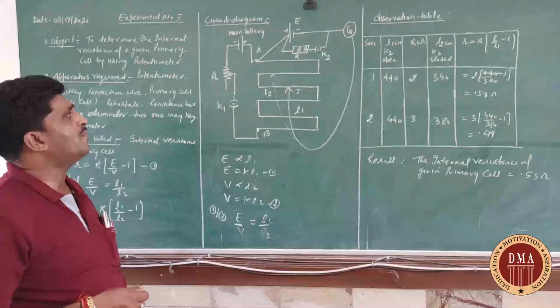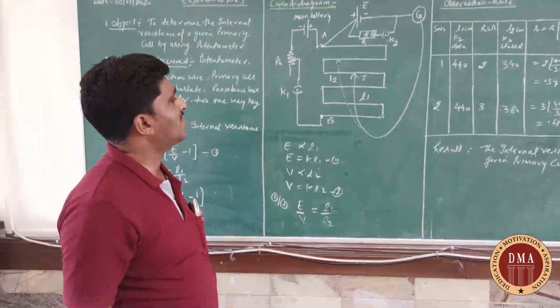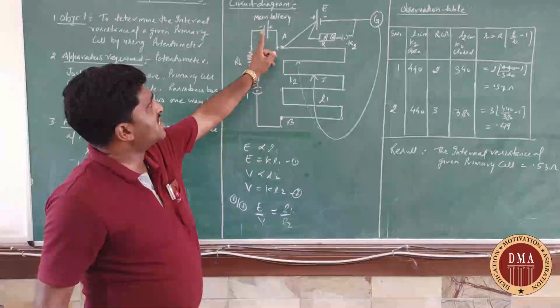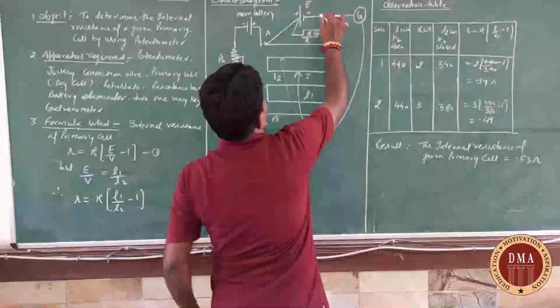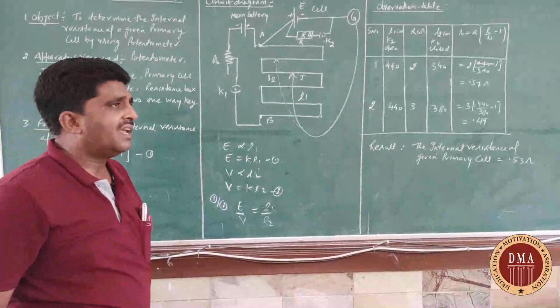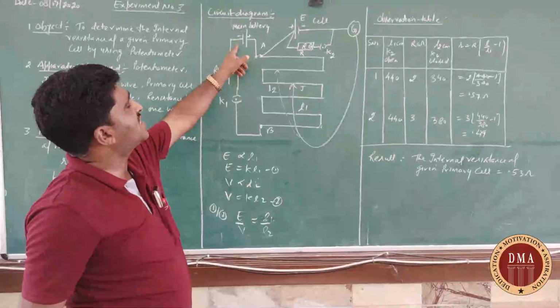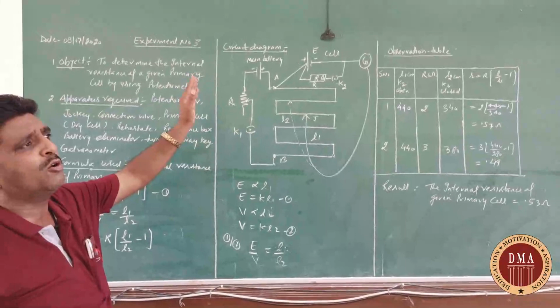Sometimes the deflection in the potentiometer goes to one side and you cannot perform this experiment. So what are the possible faults? There are two possible faults due to which the deflection of the galvanometer goes to one side. First, when the potential difference of this main battery eliminator is less than that of the experimental cell. For example, if the potential difference is 2 volt and the cell is 3 volt, in that case the deflection goes to one side and you cannot perform the experiment or find the balancing length.